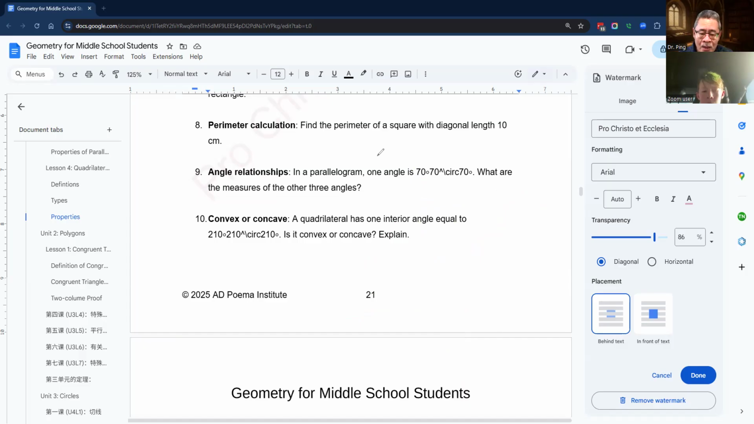A quadrilateral has one interior angle equal to 210 degrees. So it's asking, is it convex or concave? And it asks us to explain.